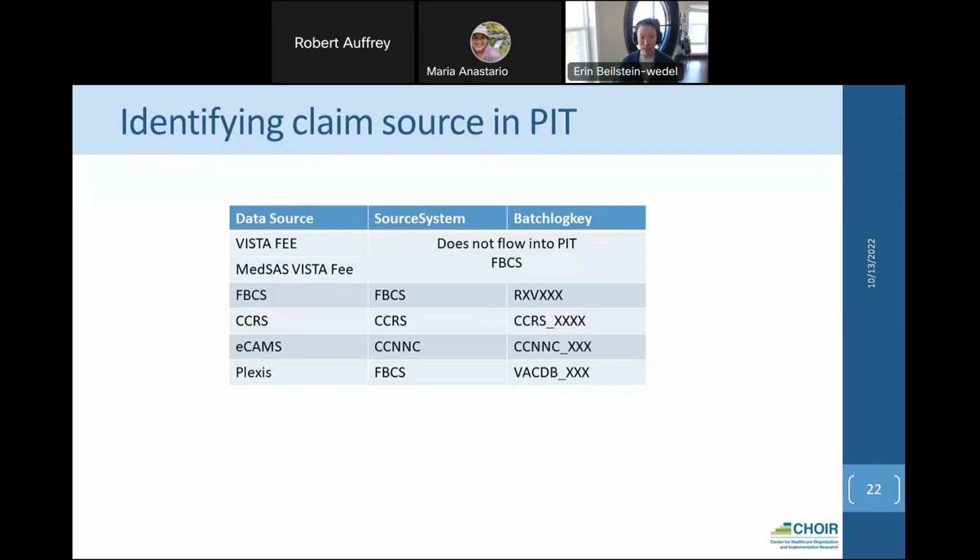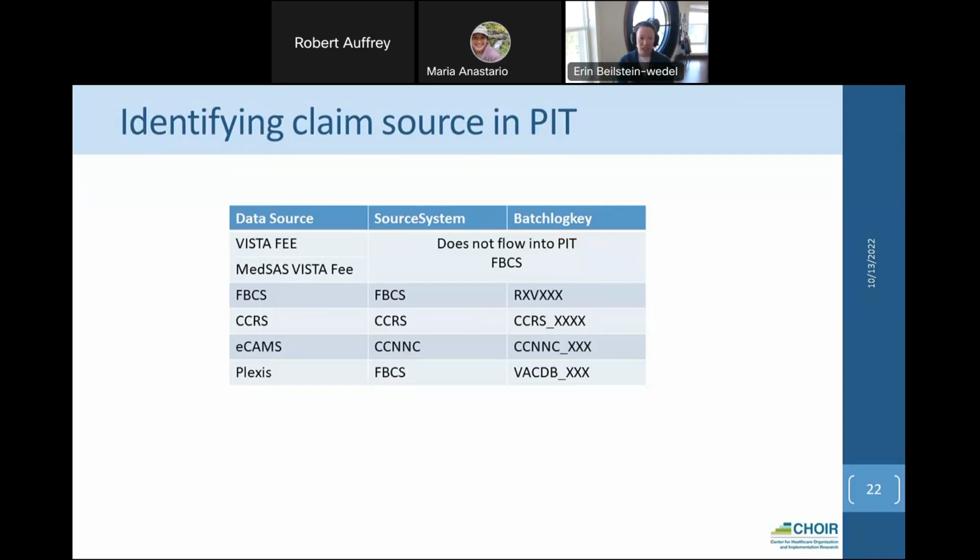Because, for example, you can see down at the bottom, Plexus also has a source system of FBCS, but it has a different batch log key prefix, so it has VACDB. So if you take those claim IDs from Plexus and PIT, sorry, it's very confusing, and you try to join back to FBCS, you're not going to find anything, unfortunately.